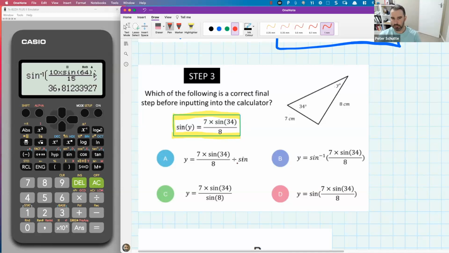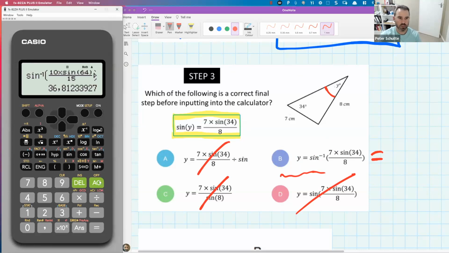It seems like people are scanning for the important information, and the important bit is to notice that this is the inverse sine function. And so it has to be B. But now I want you to use your calculator and find me the value of Y that fits this triangle. How would you type it in your calculator?